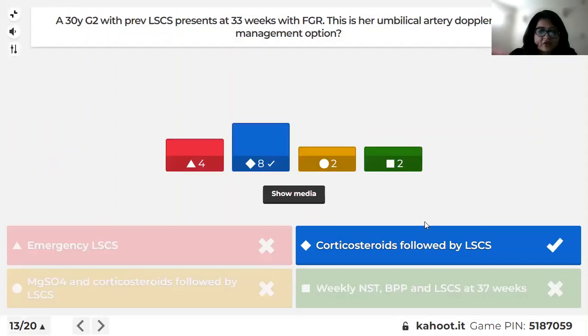Yes, that's the correct answer. Corticosteroids followed by LSCS. This Doppler showed absence of end-diastolic flow, which is an indication for termination of pregnancy. But since she's less than 34 weeks, we will want to give her steroids and then do the cesarean section. So please remember, at less than 34 weeks, if it is not an urgent, immediate decision, unless it's eclampsia or abruption or something which requires urgent termination where you can't even wait for a second, then you don't have time to give steroids. But otherwise, if you have time, give corticosteroids and then terminate the pregnancy.